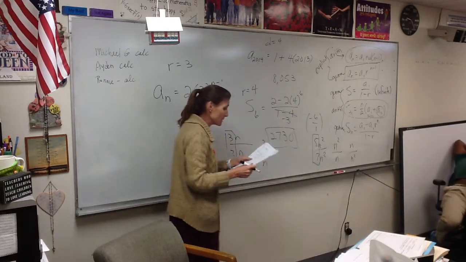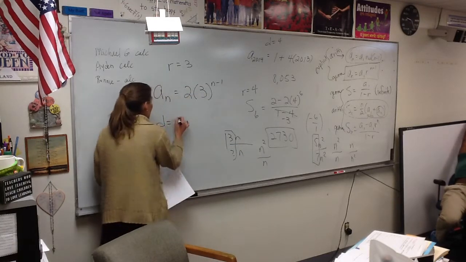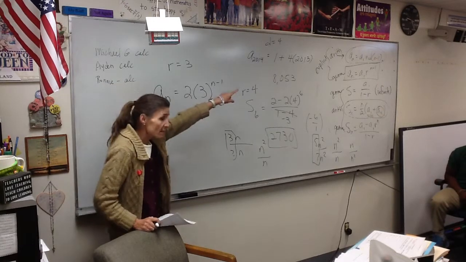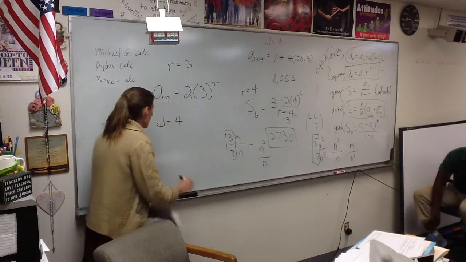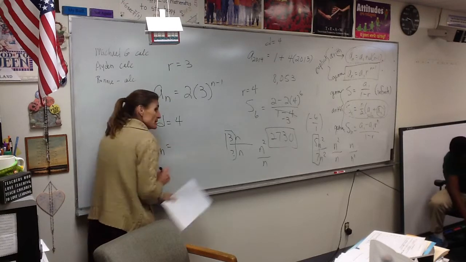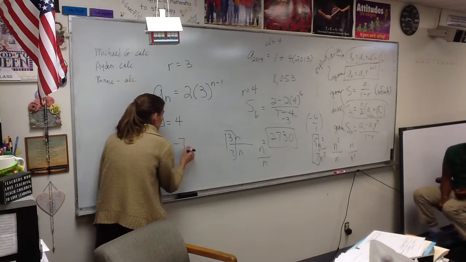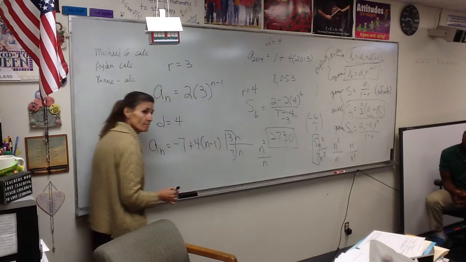All right, so let's look at B. What's happening in B? We're adding 4, so the common difference is 4. So now I'll go up to that top formula, because that's arithmetic. And what does A sub n equal in this set of numbers? Negative 7 plus 4 times n minus 1.